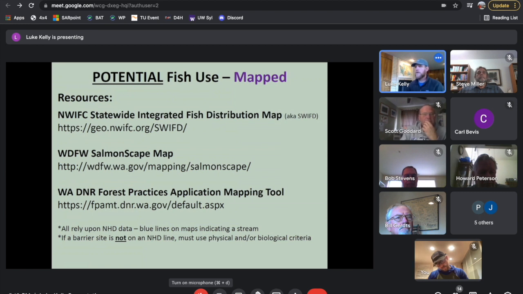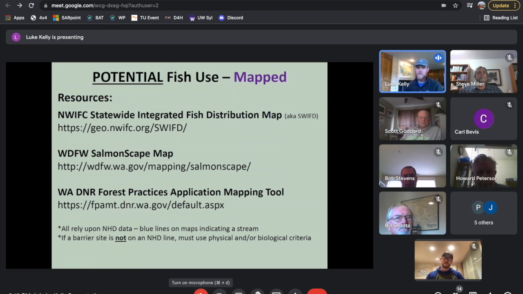I made a note too on the bottom that all three of these maps and many of the stream maps, even Google Maps that we use often for other things, rely on NHD data. NHD is the National Hydrography Dataset. Essentially, that's where we have mapped streams. And here I put blue lines on the map indicating streams.